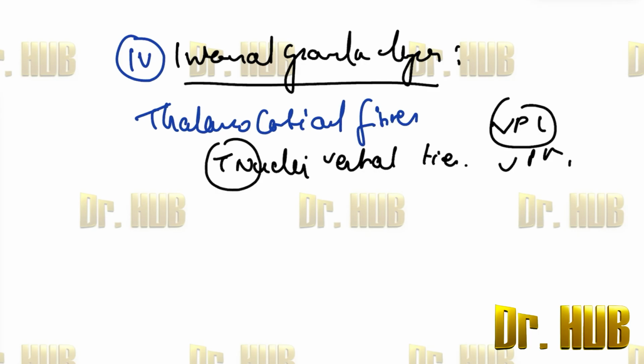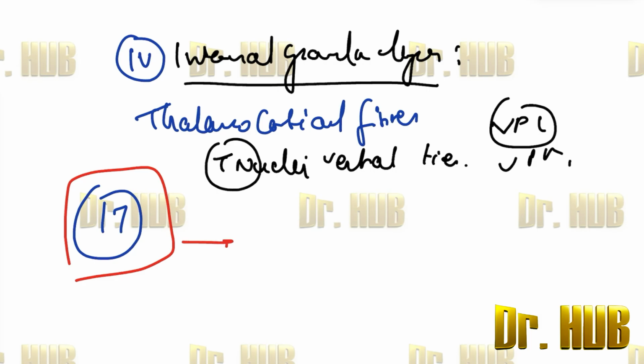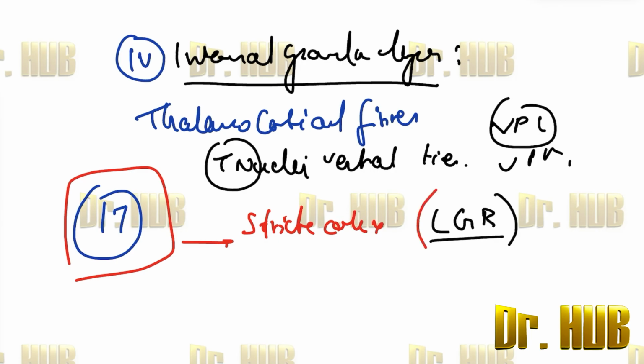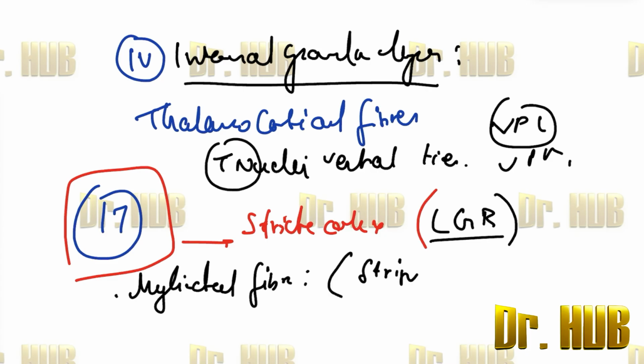Next is in the striate cortex, in area number 17. In area 17 of the striate cortex, it receives input from the lateral geniculate body, the LGB. The myelinated fibers of this layer form the stripe of Gennari. The stripe of Gennari is visible to the naked eye.